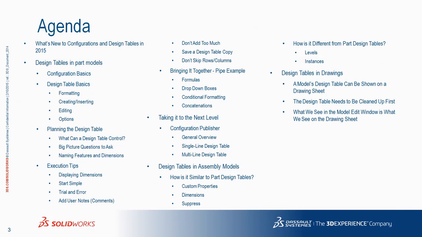So here's the agenda. Lots of information to cover. We'll go through it as quick as we can here, get you guys out and on to the next session. We're going to start off with design tables and parts: the basics of configurations, the design table basics, how we format and create, the planning stages of our design table, some execution tips, and how we can bring it all together, taking it to the next level with the configuration publisher. Then design tables and assemblies, how it's similar to the part and how it's different than the part design table. And lastly, we'll talk about design tables and drawings.